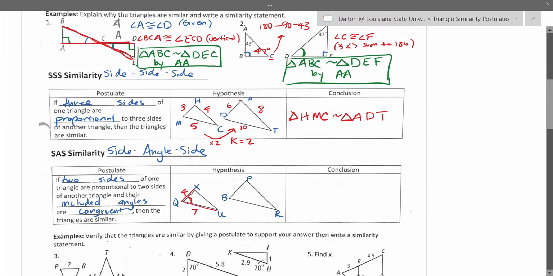Okay, in order for it to be similar to this triangle, the corresponding angle B has to be congruent, and then the two sides BP and BR must be proportional. So this time let's go ahead and multiply by a scale factor of 3. So 4 times 3 is 12, 7 times 3 is 21. So I have two pairs of sides, they're proportional. The angle between them is congruent. Therefore, we can conclude triangle XQU is similar to triangle PBR.